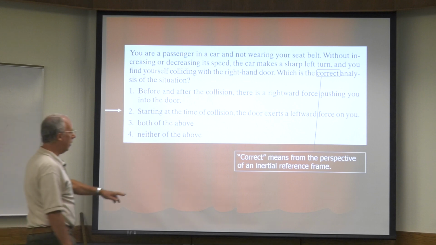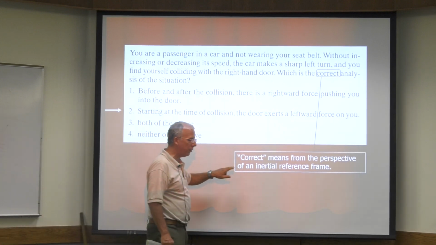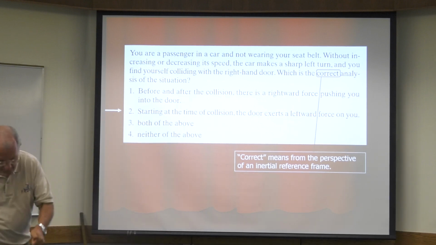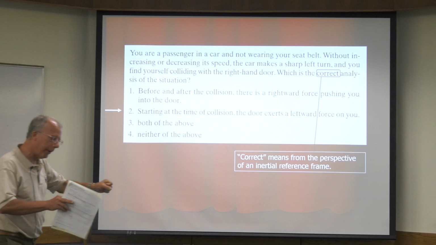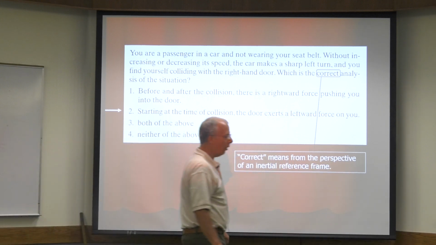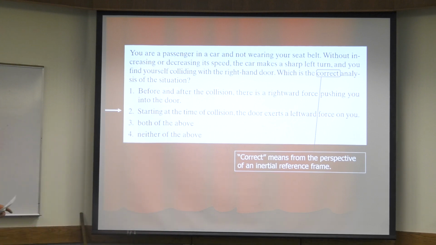And I pointed out, correct means from the perspective of an inertial reference frame. Remember, inertial reference frame means the acceleration is 0. So when you're going in a circle, when you're making a turn, you are not an inertial reference frame. What would be an inertial reference frame? Well, let's assume there's a drone that is just stationary, watching this whole thing. So what's the correct analysis?